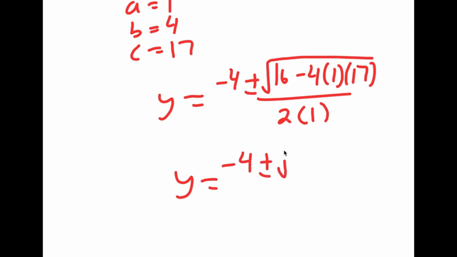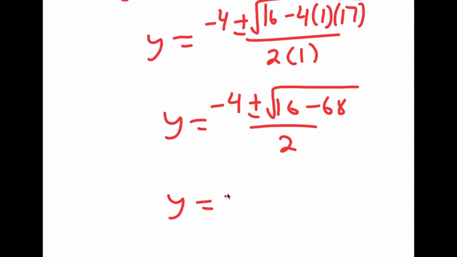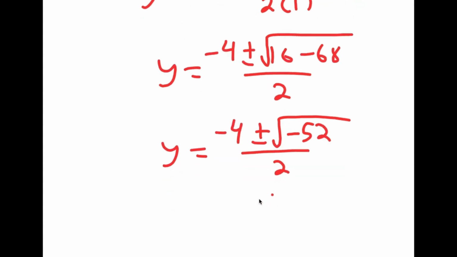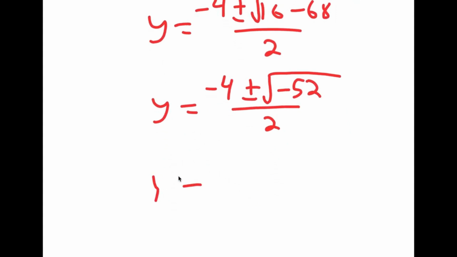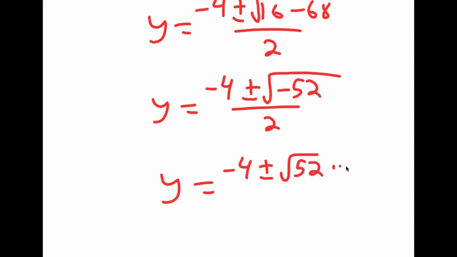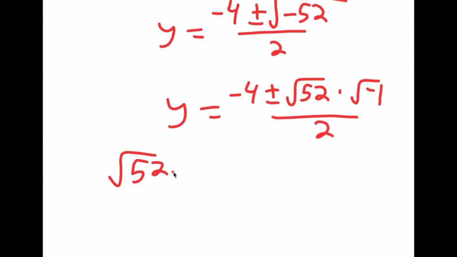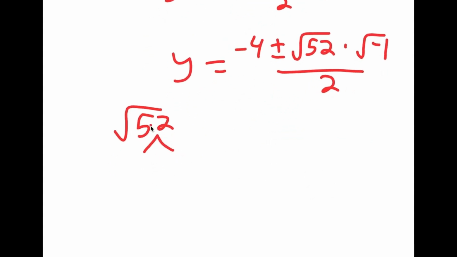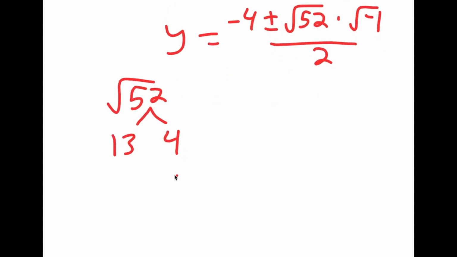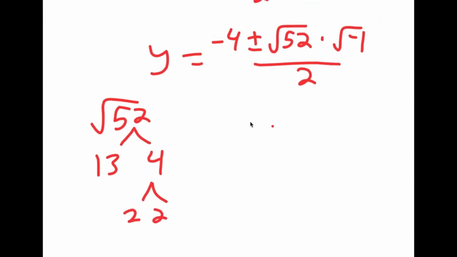This is equal to negative 4 plus or minus the square root of 16 minus 68 over 2, which is equal to negative 4 plus or minus the square root of negative 52 over 2. And this is equal to negative 4 plus or minus the square root of 52 times the square root of negative 1 over 2. And the square root of 52, this can be simplified to, well, 52, that's 13 times 4, and 4 is 2 times 2, so this can be 2 root 13.